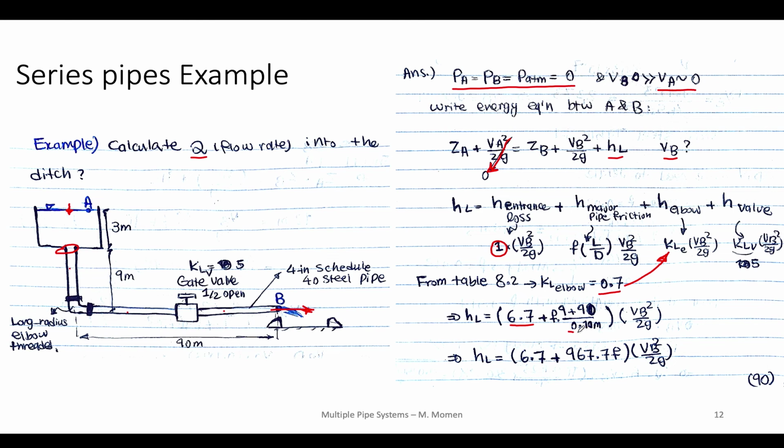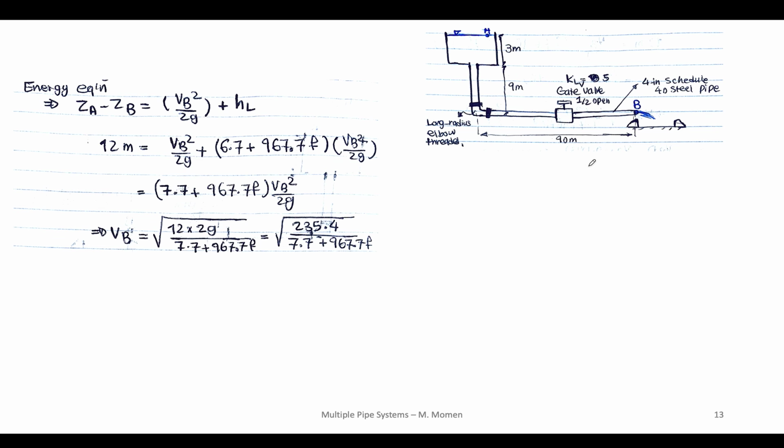So if you calculate this value, it's going to be 967.7 multiplied by F. I don't know the friction factor F. I have to calculate the Reynolds number and relative roughness to find the friction factor in this pipe system. Okay, so this is going to be the relation for HL, and now I can substitute this into our original energy equation.